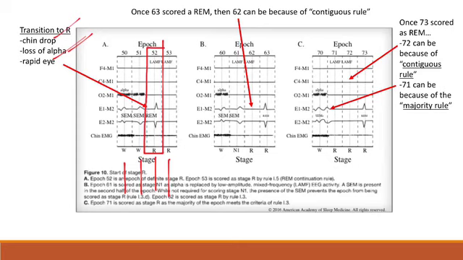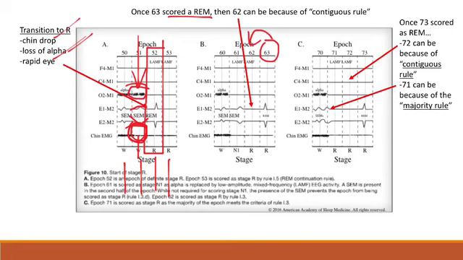Okay, even though you'll notice here the chin dropped the epoch before, the presence of alpha in the occipitals overrides that, and then of course you have the slow eye movements here instead of the rapid eye movements. So even though the chin dropped early, we don't score REM here just because the chin dropped. Okay, now here's once epoch 63 is scored as REM, all right, then we can go back to epoch 62 and rescore it.